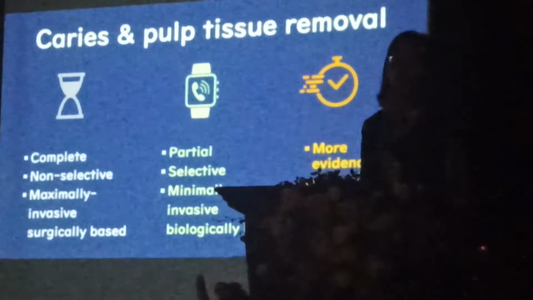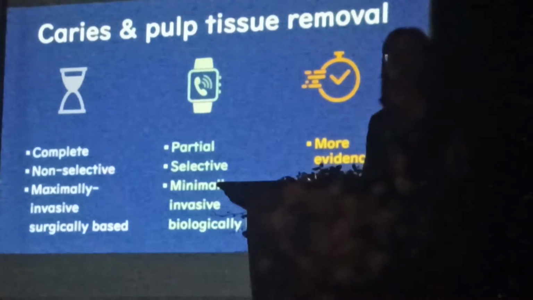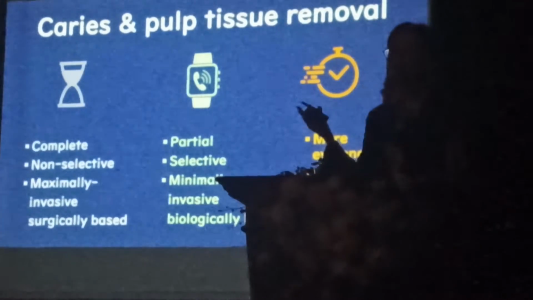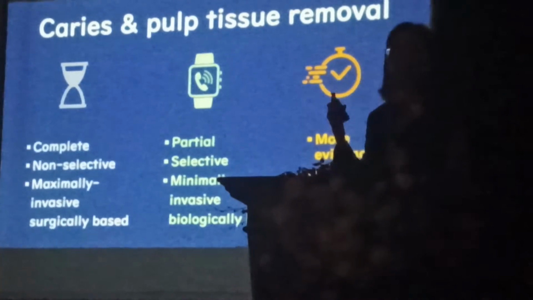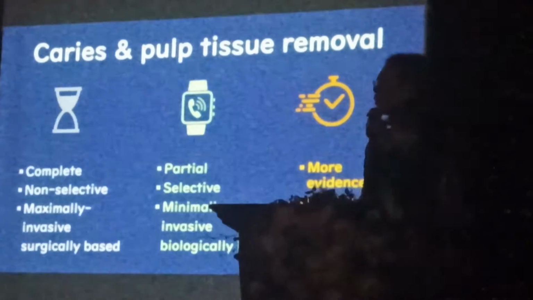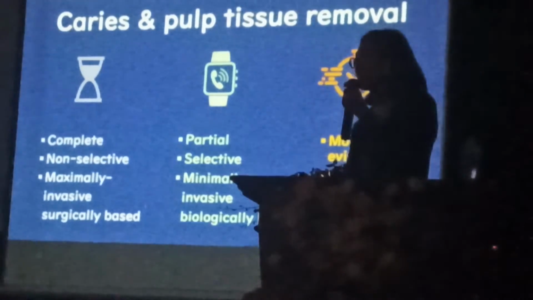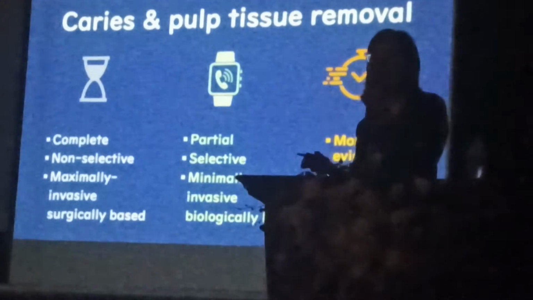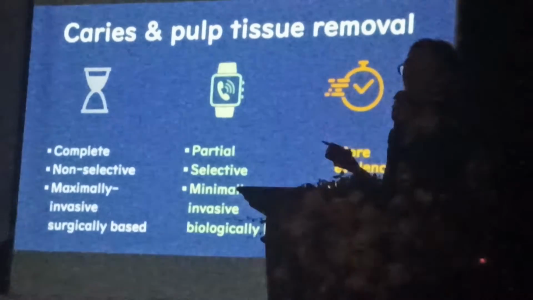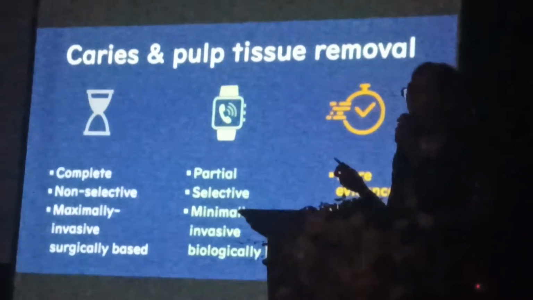In the past, if you remember, when I was in dental school, even when I was a dental student at the University of Alabama at Birmingham, we had to completely remove both caries and pulp tissue, also called non-selective caries removal and pulp removal, or luxuriously called maximally invasive, surgically based removal. But now, if you have heard of the concept, partial removal or selective removal, or luxuriously called minimally invasive, biologically based.